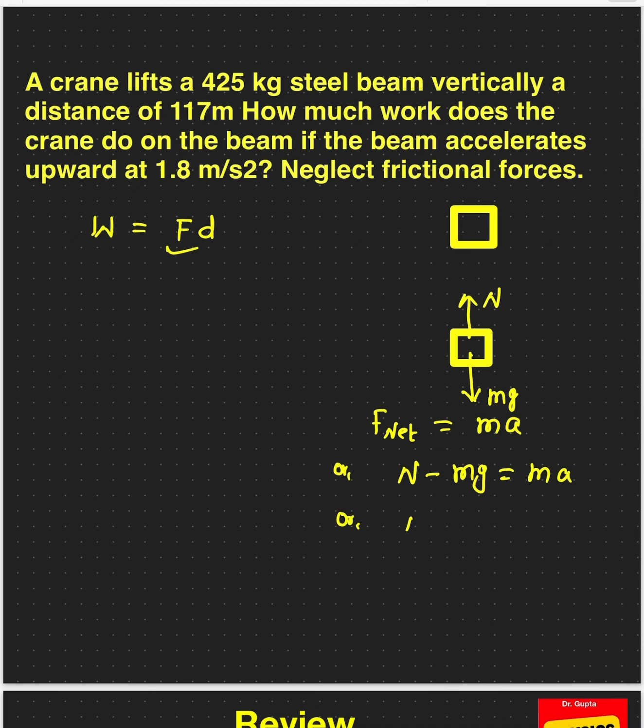So if I solve it, I will get n equals m times g plus a. Whatever mass is given, the g value is 9.8 and a is 1.8 because the system is accelerating upward. So from this one I get my normal force. So in fact the correct formula would be to write down n times d. N is the normal force here.